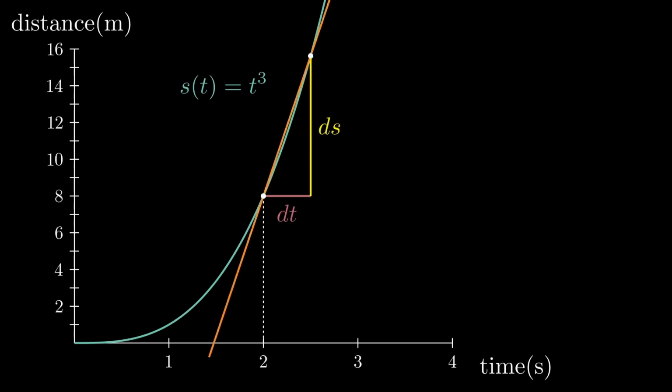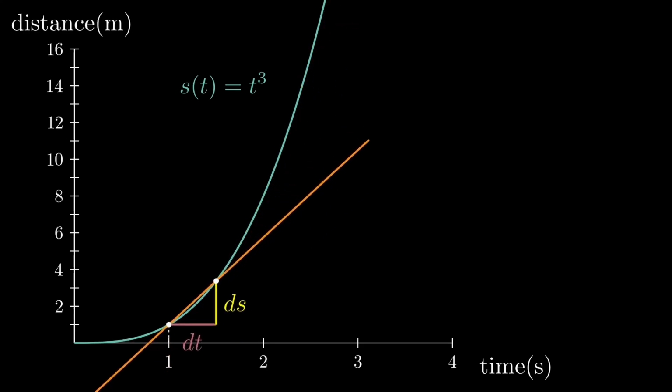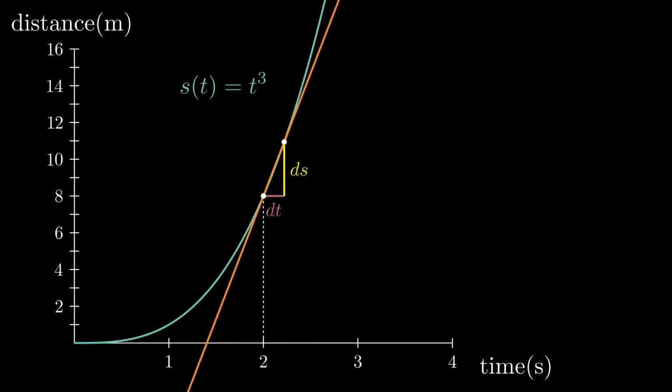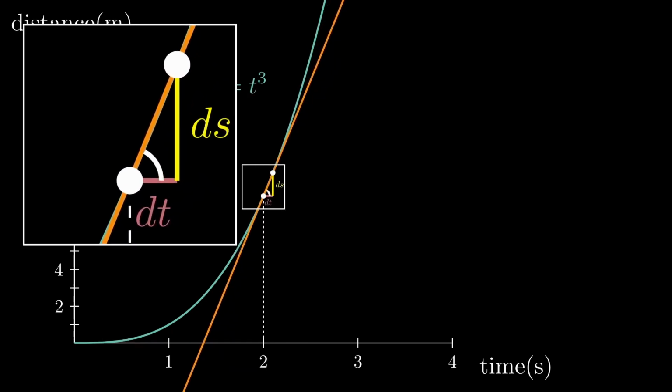Similar thing here, I have taken a small nudge in time dt, and in that small nudge, the change in distance is ds. Now there is nothing special about time t equals 2 seconds. We can do that at any point in time. For now, let's reduce dt to a very small value and have a look.